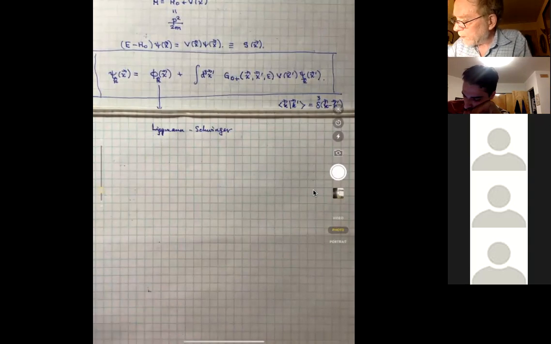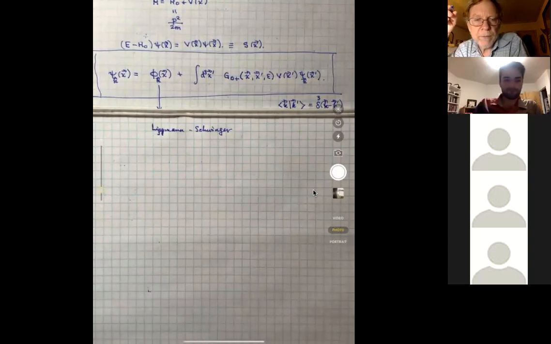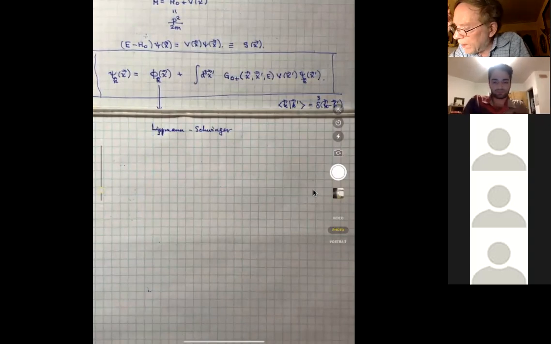Anyway, Schwinger, of course, is the famous Schwinger, Nobel Prize winner for the discovery of quantum electrodynamics. Anyway, this is called the Lippmann-Schwinger equation.